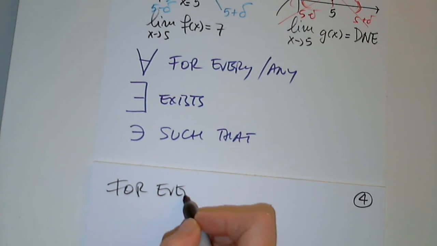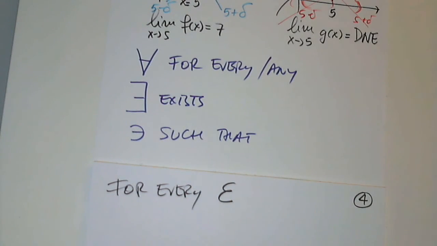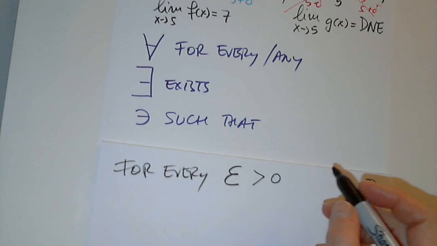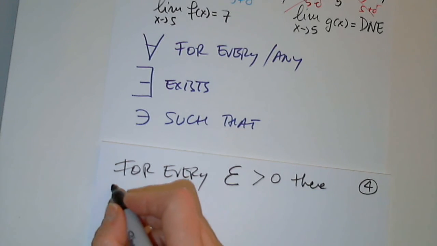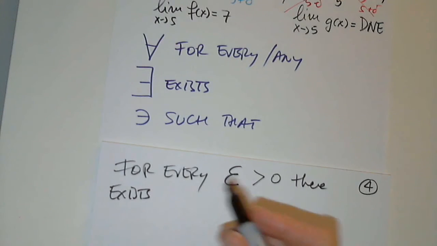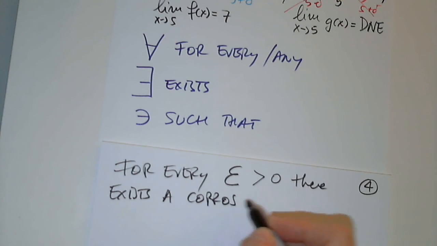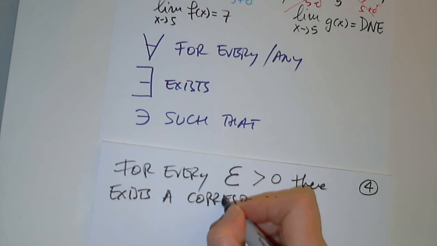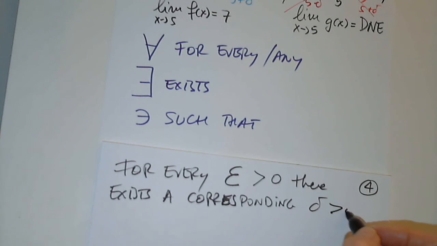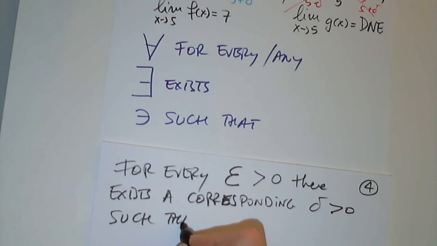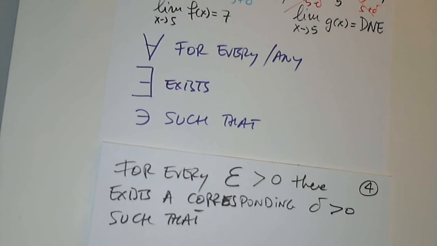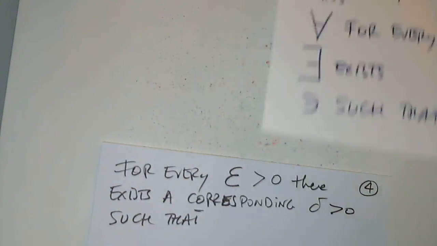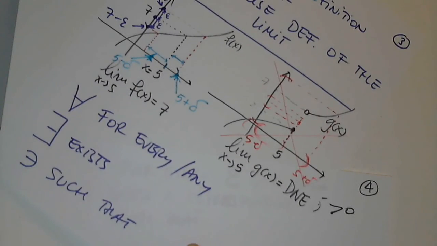For every epsilon, it has to be positive. It cannot be 0. It cannot be negative. For every epsilon greater than 0, there exists a corresponding what? Greater than 0, such that, okay, so let's stop for a moment. Let's come back here.